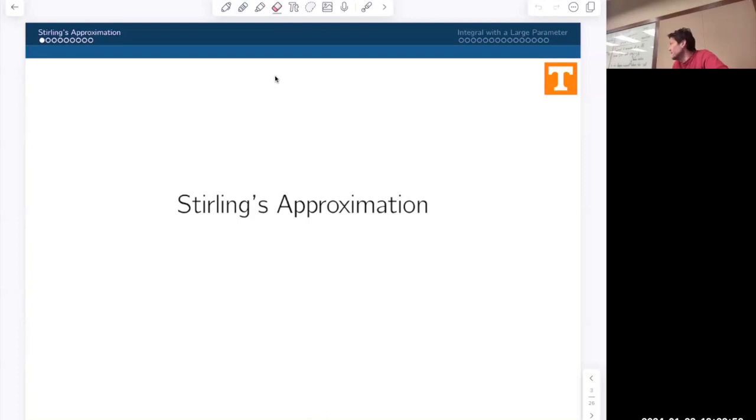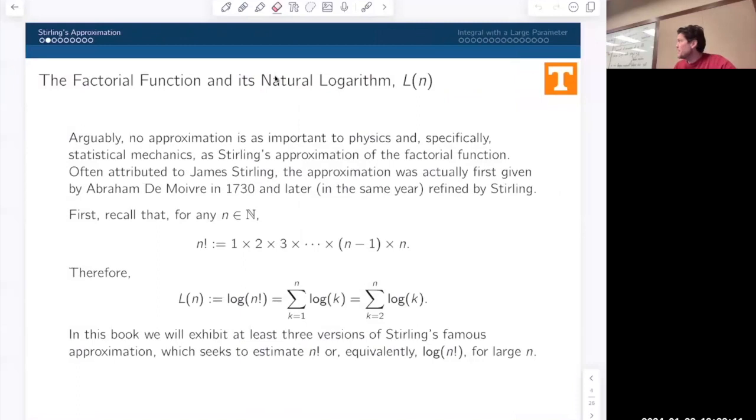a lot of things. So you're doing counting problems, but now you're talking about factorials where it's like a million factorial, so numbers which are astronomically huge. So Stirling's approximation is all about approximating the factorial function, or better, it's about approximating the log of the factorial. So you've all probably seen and know what a factorial is.